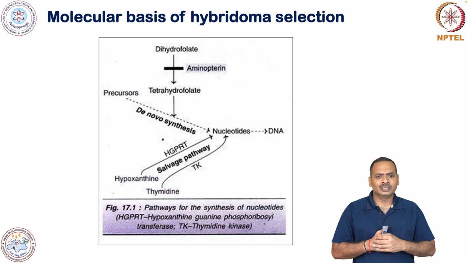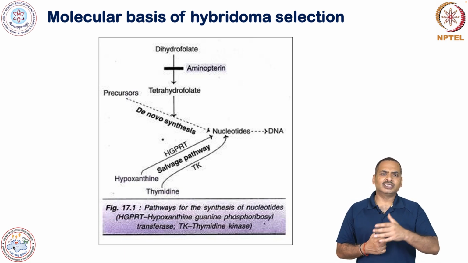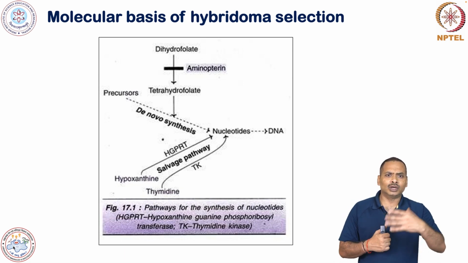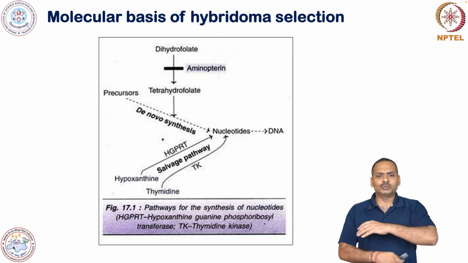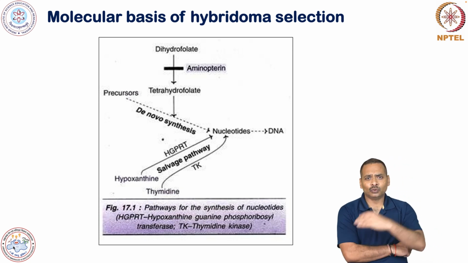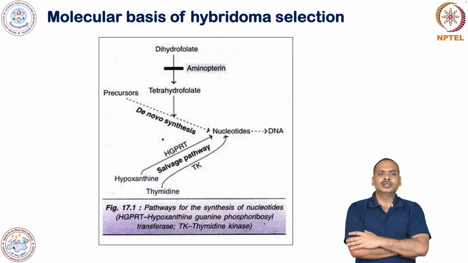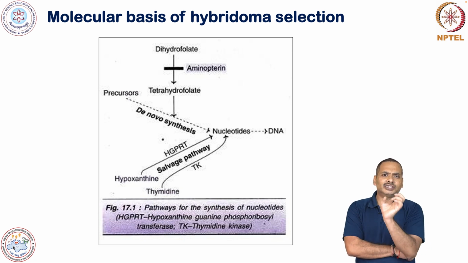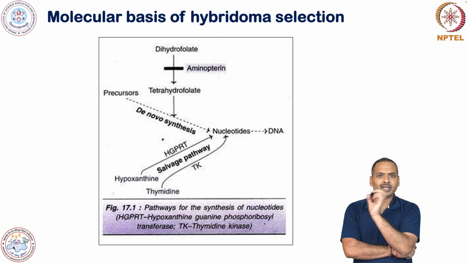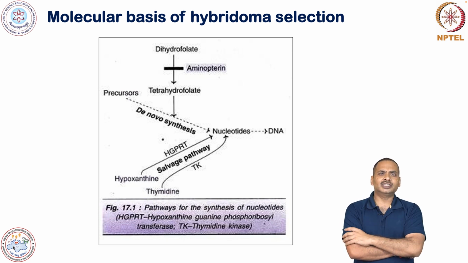So here you can see this is a very nice schematic for molecular basis for hybridoma selection. Okay, whatever I have explained to you. So in that way we can isolate the hybridoma, the fused cell. Okay, spleen and melanoma cell fused, we also call it a hybridoma.